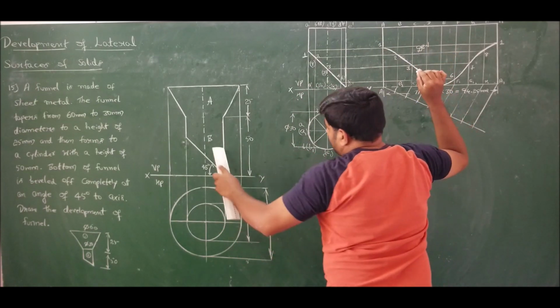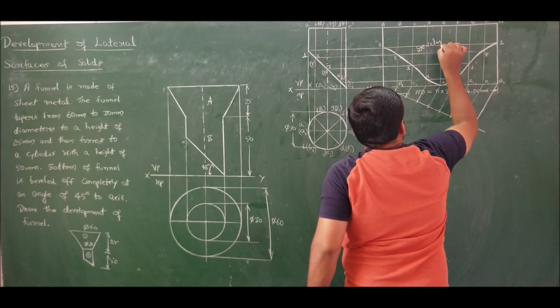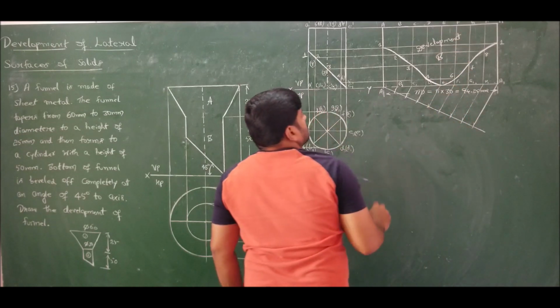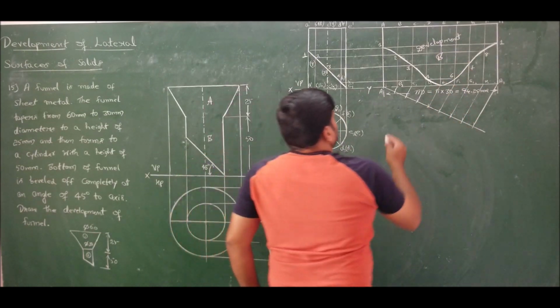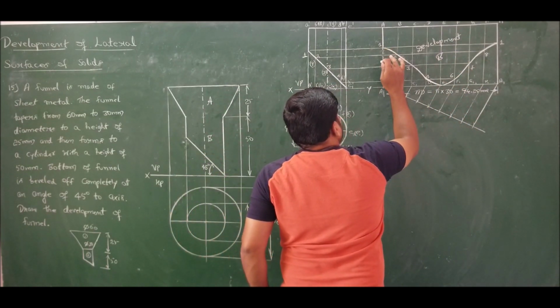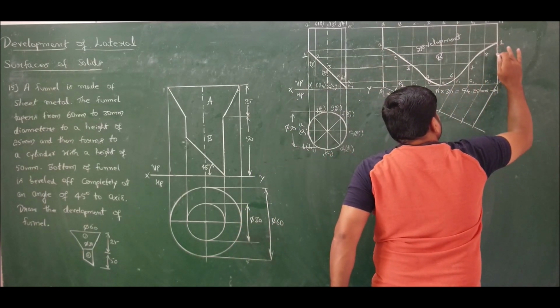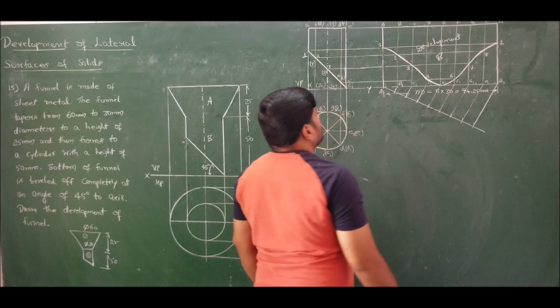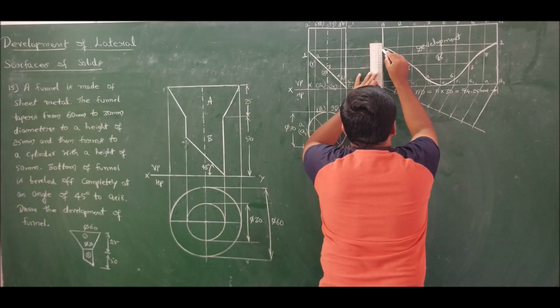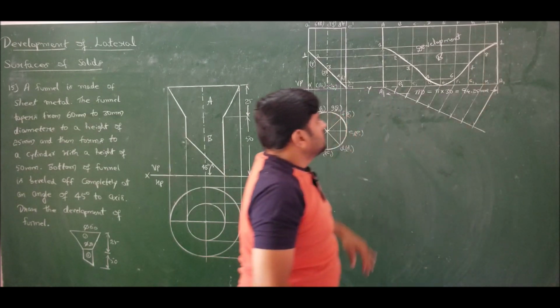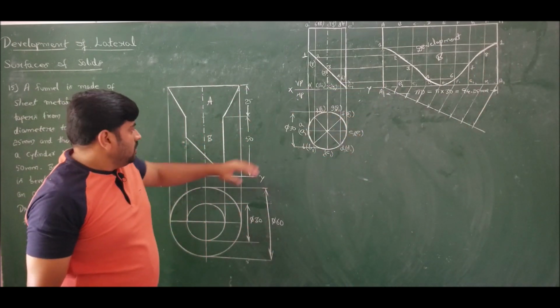Part B. This is the development of part B. Clear? So this is removed. This is not required. Draw a very thin line, so this is also removed. Draw a very thin line like this. So this completes the development of part B.